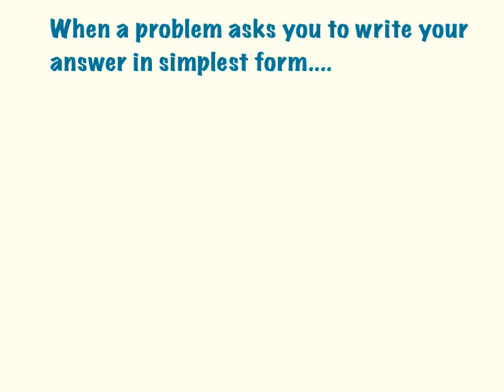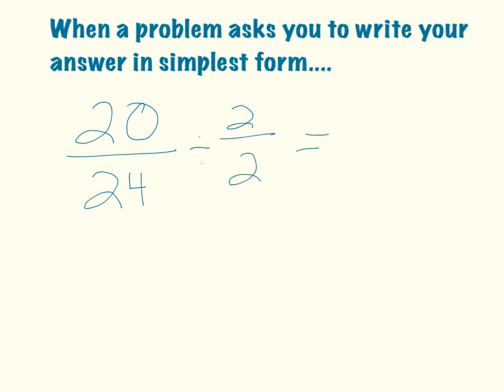When a problem asks you to write your answer in simplest form, they want the fraction to represent a fraction that can no longer be broken down into any other equivalent fraction. So if we talk about the fraction 20/24, if I divide this by 2/2, I would get 10/12. But I notice that 10 and 12 are both still even numbers, and I could still divide them by 2. So I didn't pick the greatest common factor to divide them by. This is not in simplest form. It is equivalent, but not in simplest form.